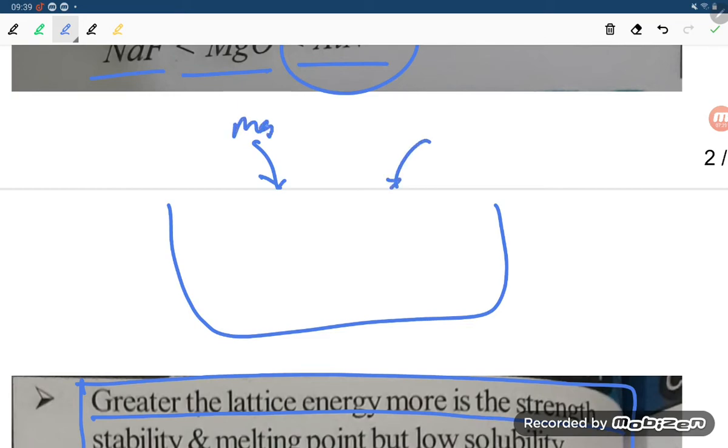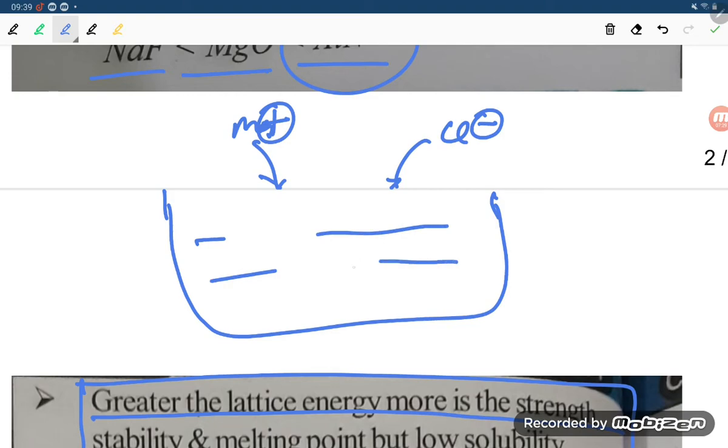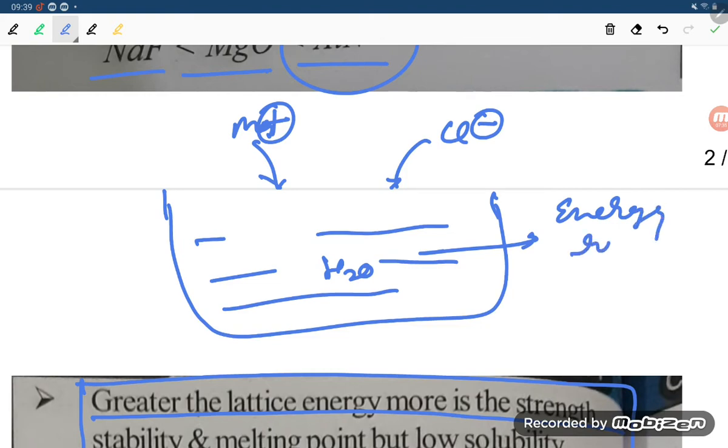What is the meaning of this? We have a cation and an anion. Suppose M+ is the cation and Cl- is the anion. When you dissolve them in water, energy is released, and this released energy is known as solvation energy.